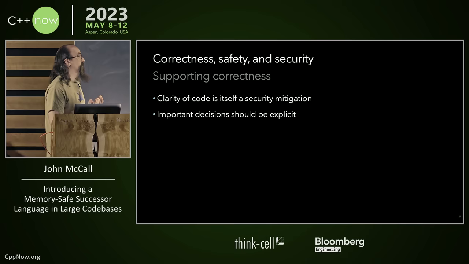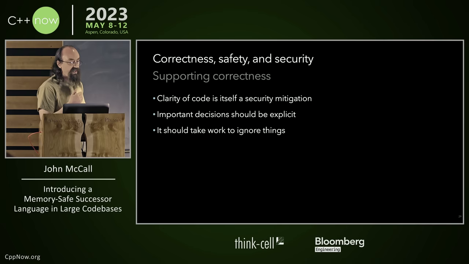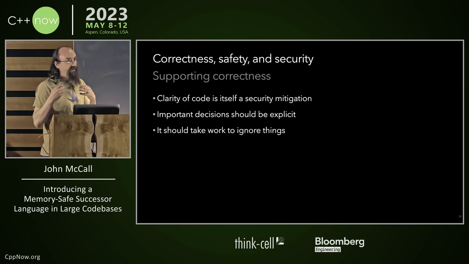Now, how do you get clarity of code? One of the most important principles that we think is that important decisions made by the code should be explicit. In particular, it should take work to ignore things, especially things like dynamic sources of error or values that you probably need to care about.